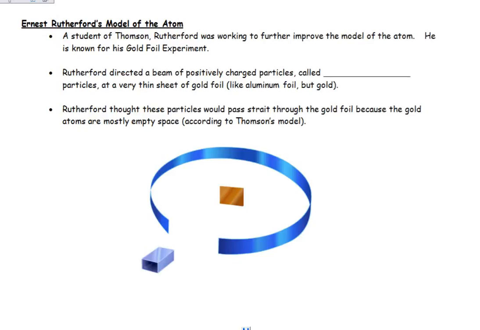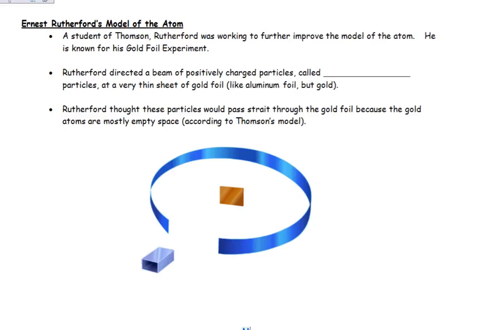Ernest Rutherford's gold foil experiment might be one of my favorites. Rutherford was a student of J.J. Thomson, so they kind of run in the same circles. And here's the setup of his famous gold foil experiment.